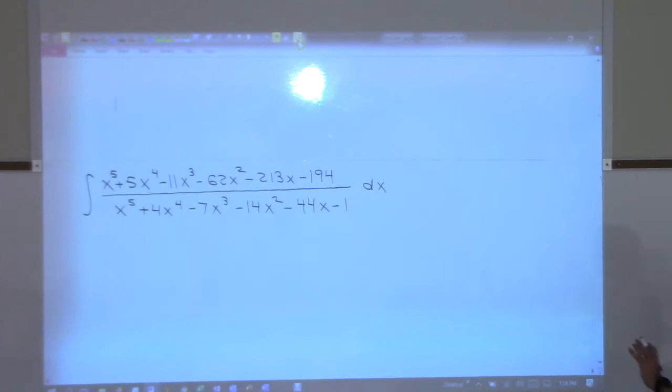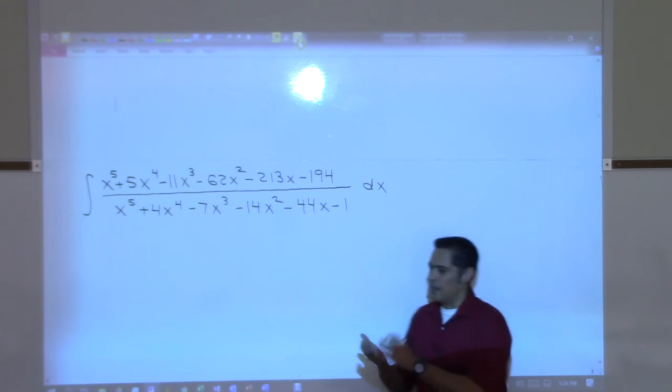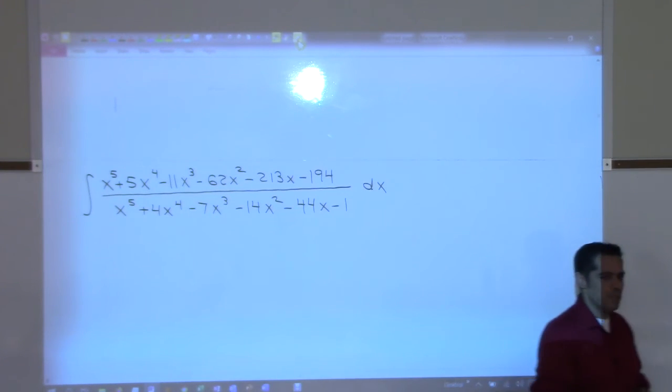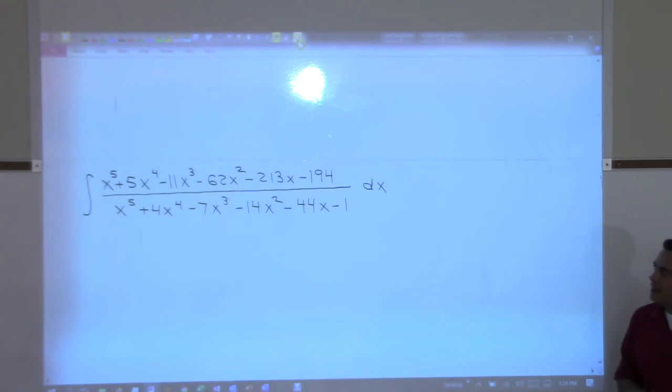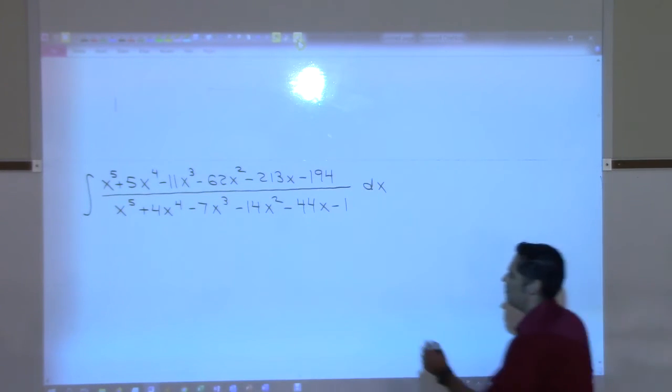All right, so let's go through this. Obviously, there's not going to be any quick u-sub or anything like that. This is partial fractions all day long. The degree of the numerator and denominator are the same, which means long division first. Okay, well, long division first.